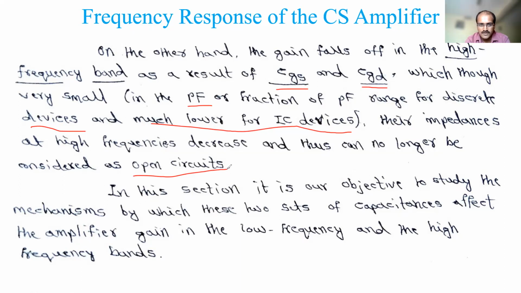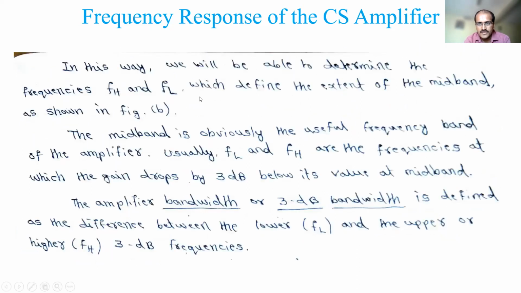So in this section, our objective is to study the mechanisms by which these two sets of capacitances affect the amplifier gain in the low frequency and high frequency bands. So this we will study now as low frequency and high frequency amplifier. In this way, we will be able to determine the frequencies FH and FL, the lower cutoff frequency and higher cutoff frequency.